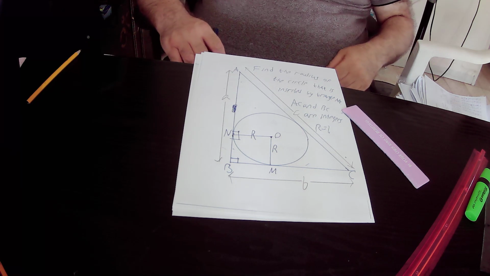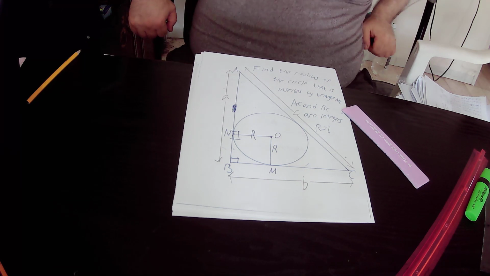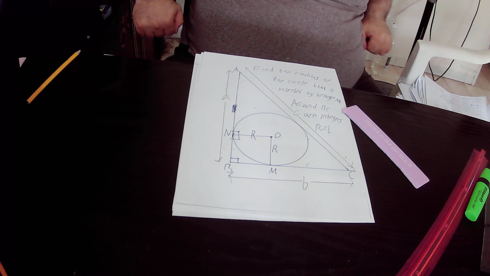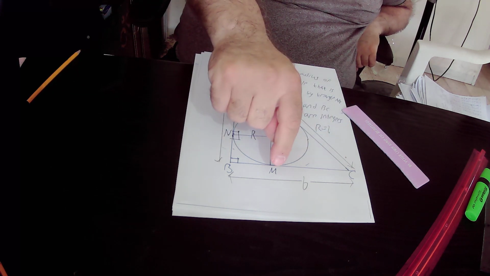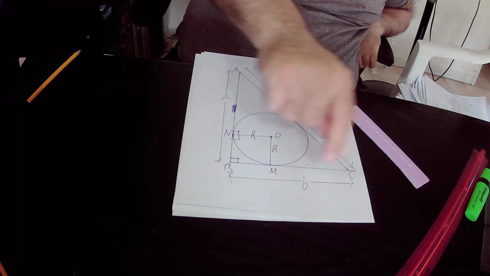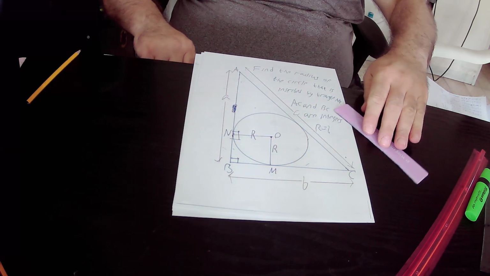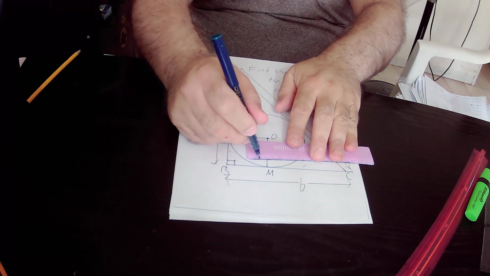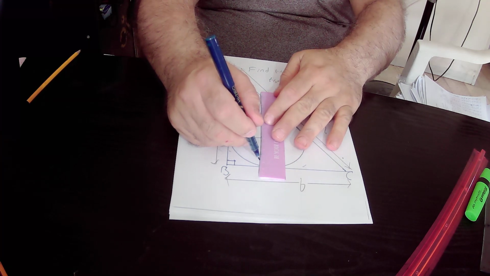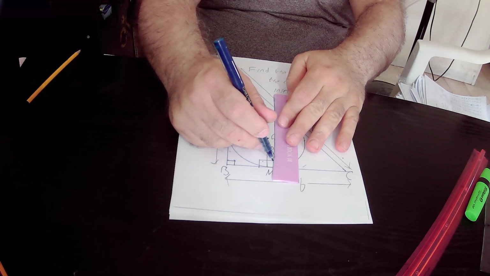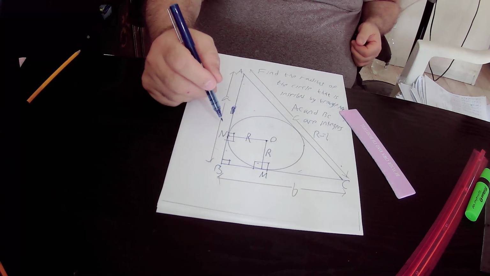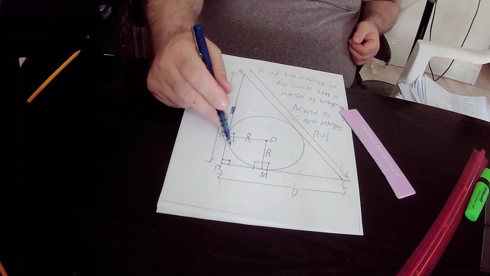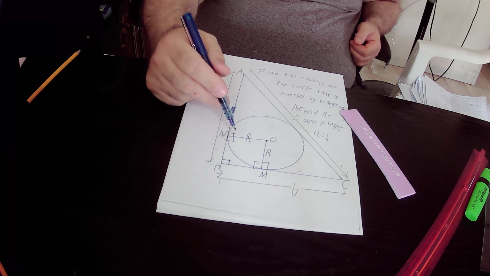Whenever a radius is drawn to the point of tangency, then according to rule number 1, tangent BC will be perpendicular to the radius MO. So if BC is perpendicular to MO, this angle equals 90 degrees, and this angle will also be equal to 90 degrees according to rule number 1. So here we found out that in quadrilateral NOBM we have 1, 2, 3 right angles.